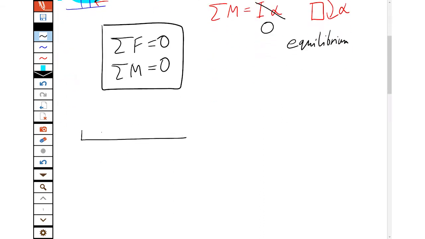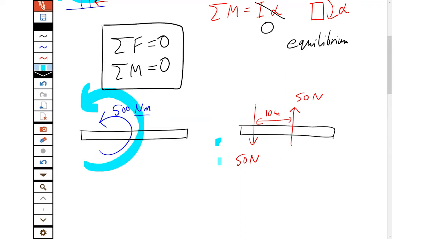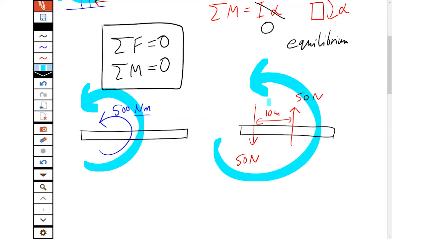The first is, if I have a beam, I can just put a moment on it. I can say I'm grabbing this and twisting it by 500 Newton meters, which is the unit of moment. Or if I had a beam, I could put a force couple on it, which means I've got a force of 50 newtons up and an equal and opposite force of 50 newtons down, separated by 10 meters. If you have a force couple like this, it'll cause the whole thing to feel a moment counterclockwise.